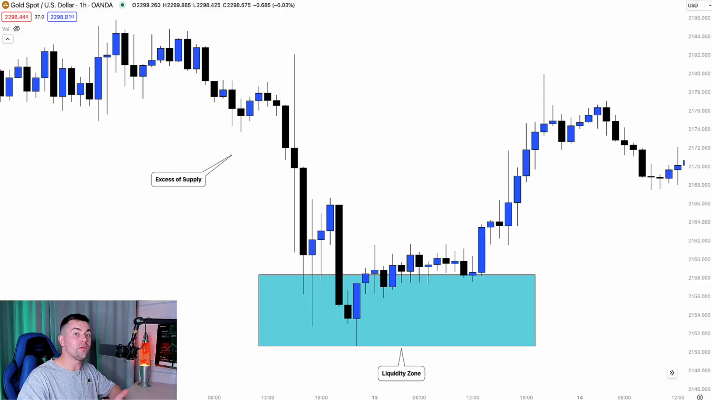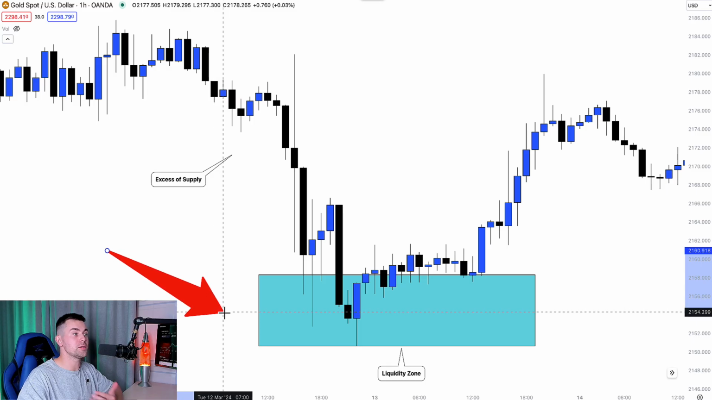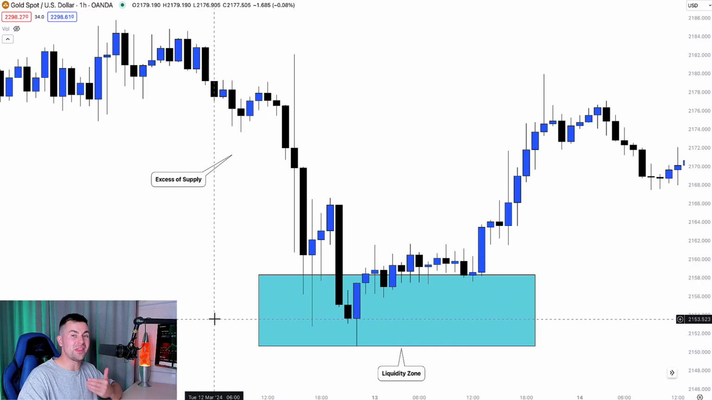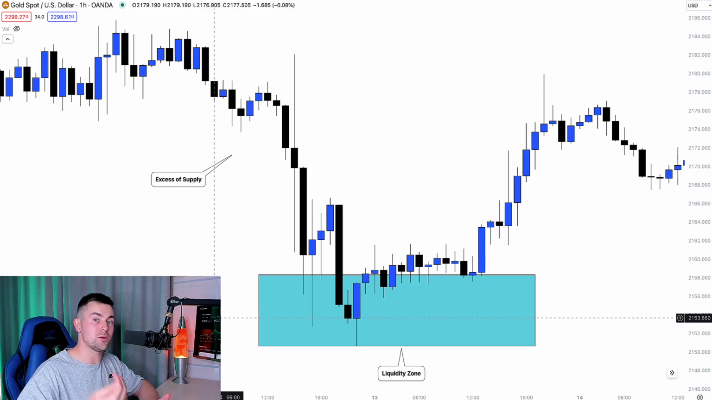The excess of supply will push the prices down to the closest liquidity zones, where the excess of the selling orders will be absorbed by the buyers. Such liquidity zones we will call the demand zones. These are the zones that are below current price levels.